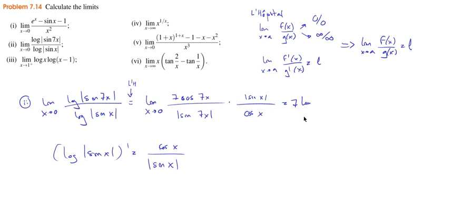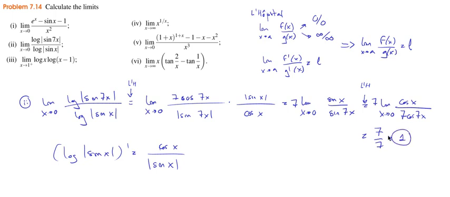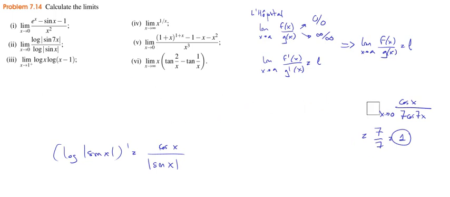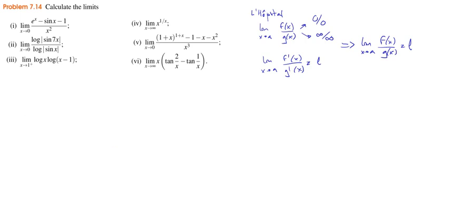So we have 7 times the limit when x goes to 0 of the sine of x divided by the sine of 7x. Okay, and this is 0 over 0, so we can apply L'Hopital's rule again and say this is 7 times the limit when x goes to 0 of the cosine of x divided by 7 times the cosine of 7x. And this goes to 1, so this is 7 divided by 7, right? Or in other words, 1. Okay, let's go for part 3.